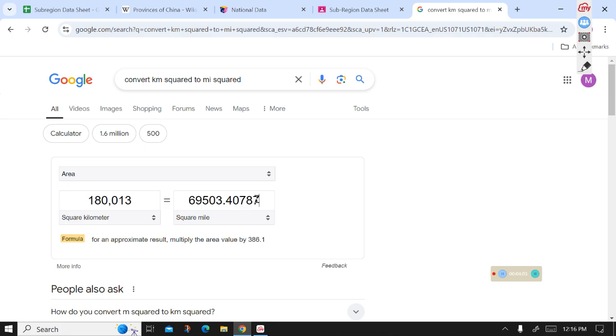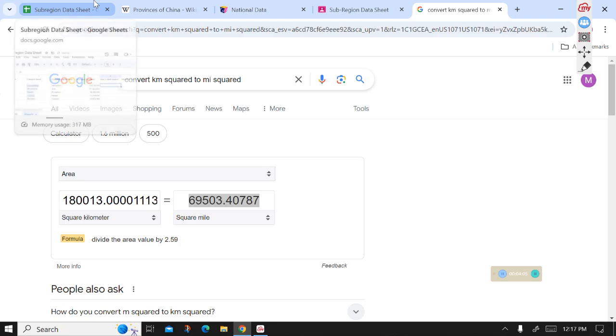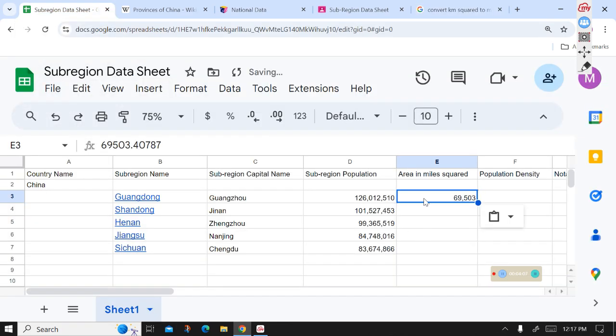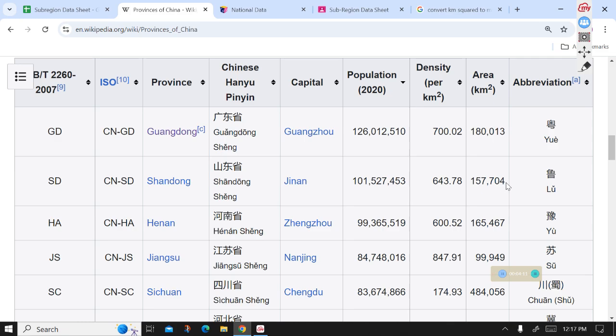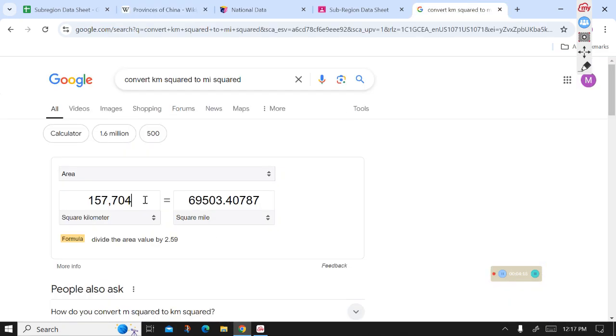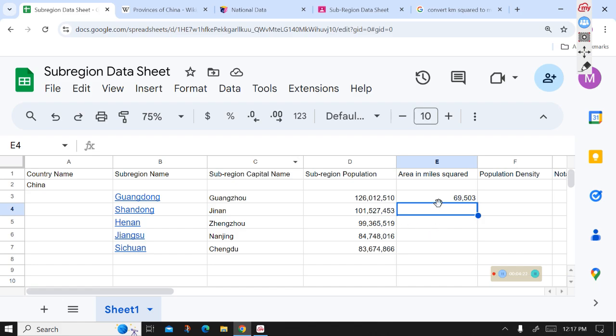So I'm just letting you guys know right now that this thing exists. Eventually, we'll do it by hand, but not today. So this number would be the area, again, in miles squared. So now I would go for Shandong and do the same thing. So again, I have this 157,000 number, okay, but that's in kilometers, so I want to change that to miles. So we see that I want to enter that, and then I get this value, and I would bring that into this cell E4.